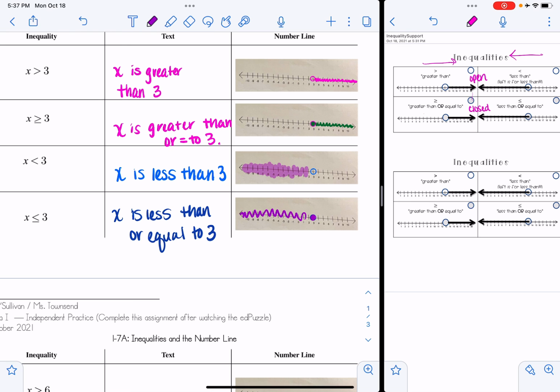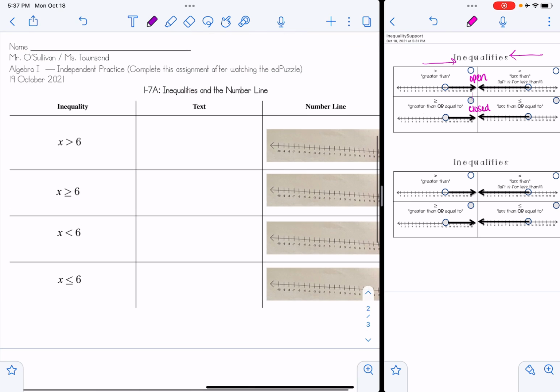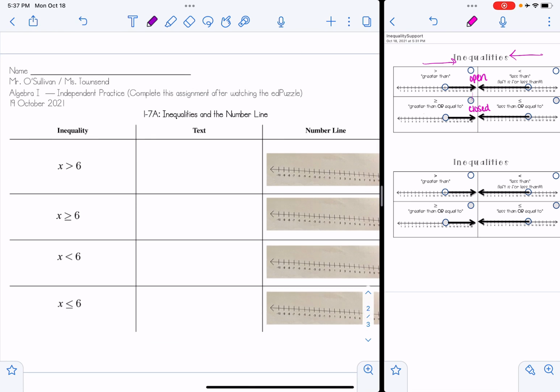And that's it. So now what you're going to do is do these sets of questions by yourself on the independent practice sheet. If you have any questions, email myself or Miss Townsend.